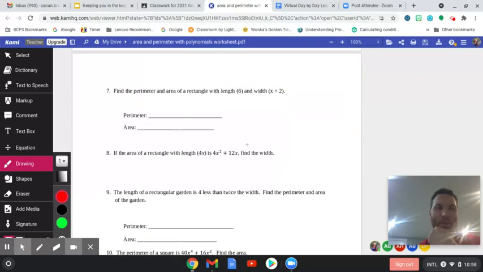Find the perimeter and area of a rectangle with a length of 6 and a width of x plus 2.